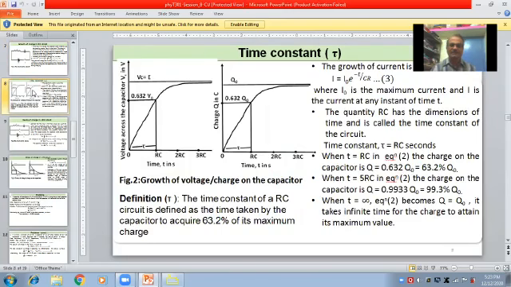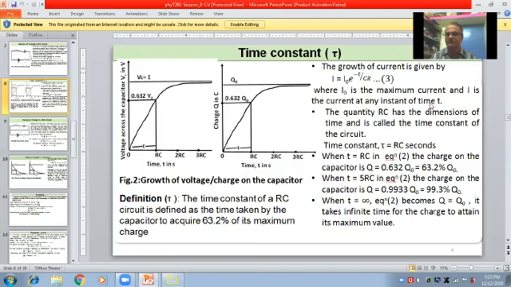Now we'll see what is the time constant. First, the growth of the current is given by the equation I is equal to I naught e raised to minus t upon CR, just like the charge equation Q is equal to Q naught e raised to minus t upon CR, where I naught is the maximum current and I is the current at any instant of time.